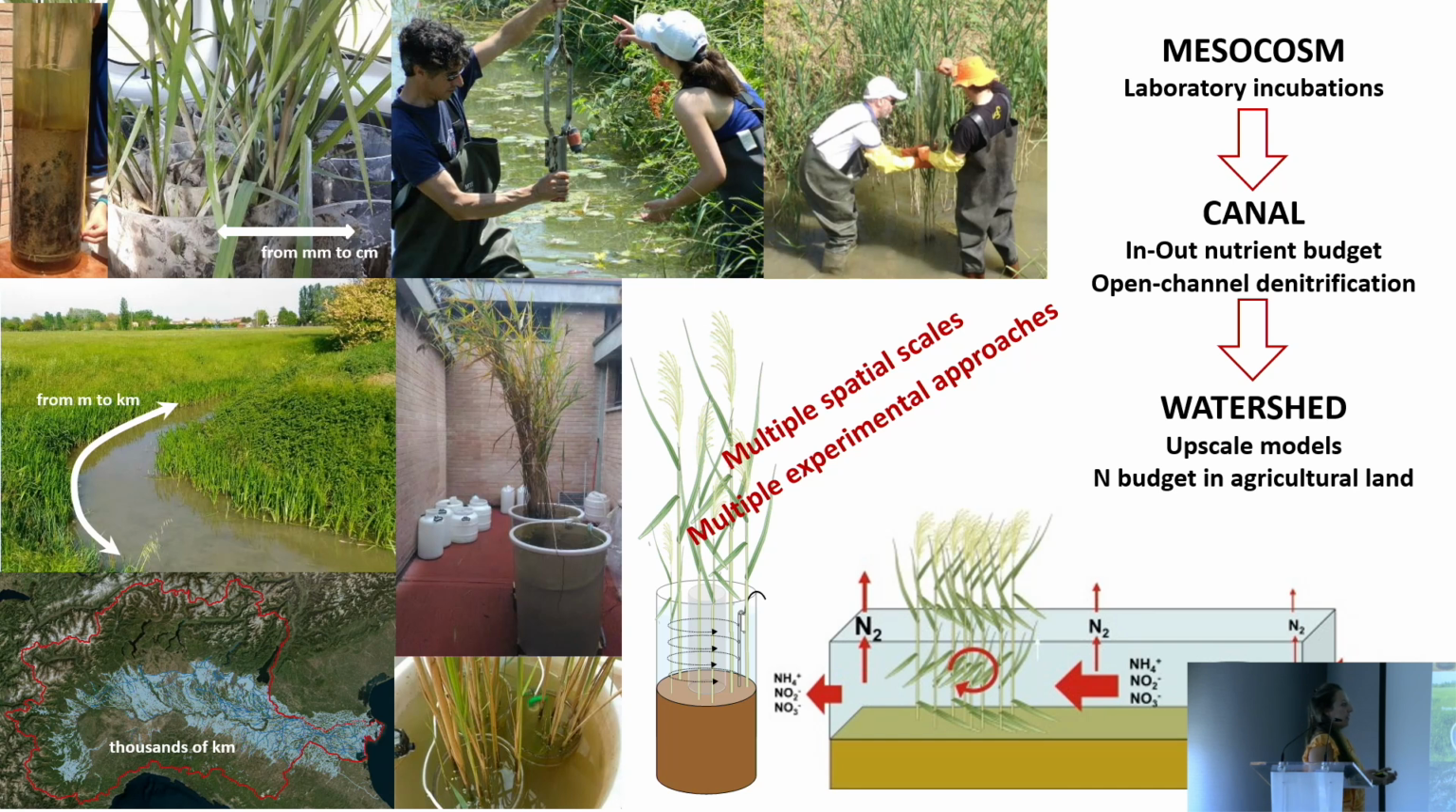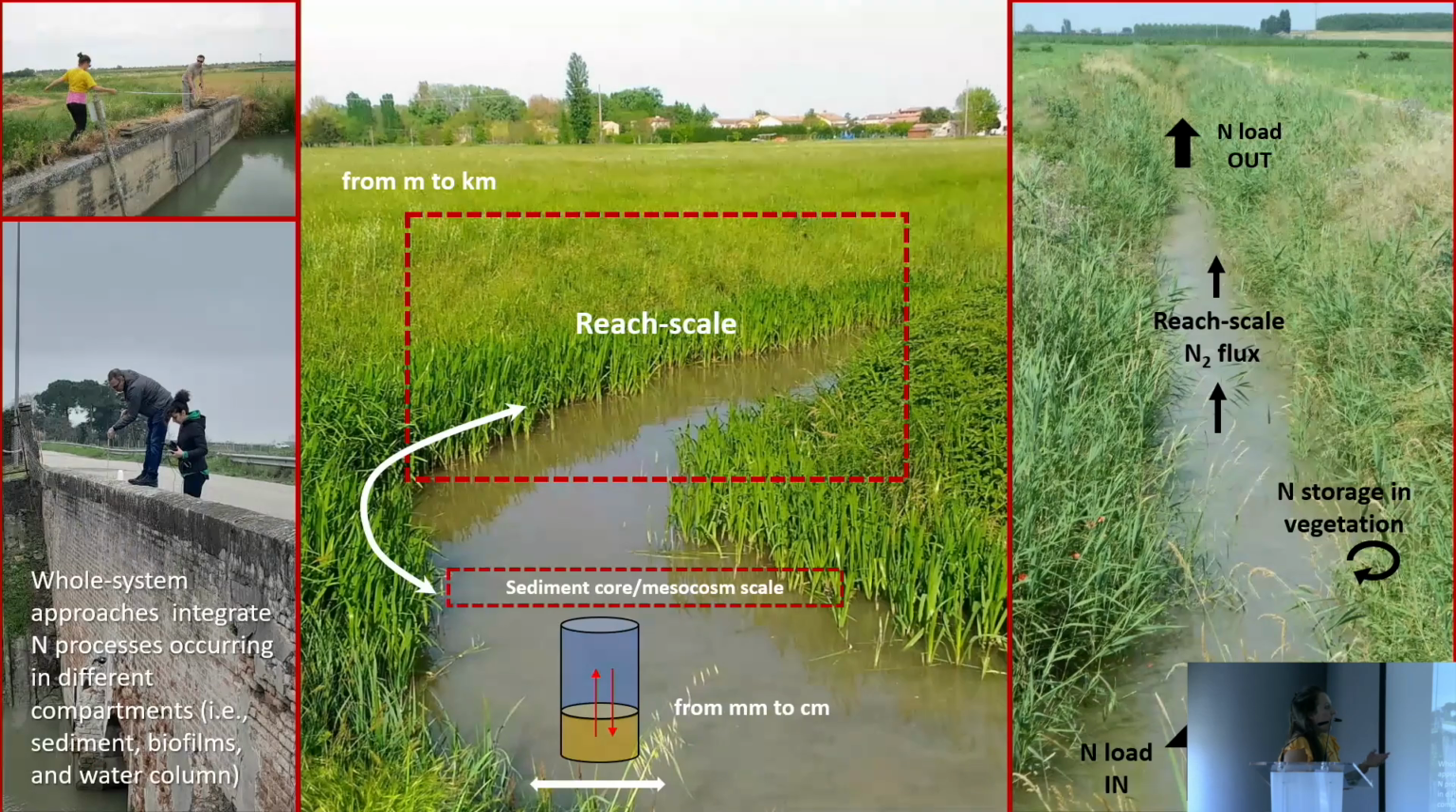We adopted several experimental approaches at multiple spatial scales, from the mesocosm, the small scale in the laboratory, to the reach scale and to the watershed scale, because we tried to upscale the results that we obtained in the laboratory through the entire canal network. What we mean by reach scale is that we actually incubated canal sections of some 100 meters in order to evaluate how these canals can remove nitrate and what the processes involved in this mitigation capacity are.